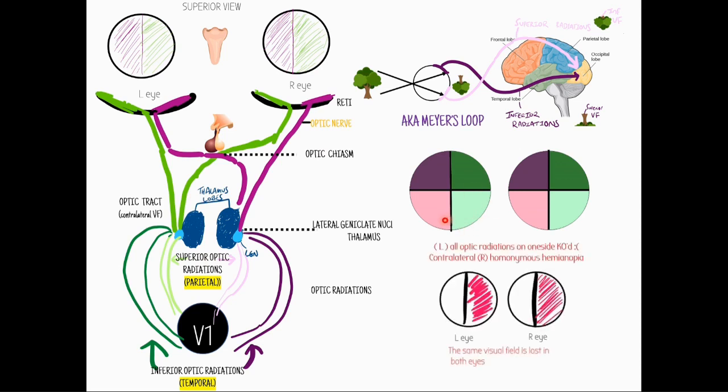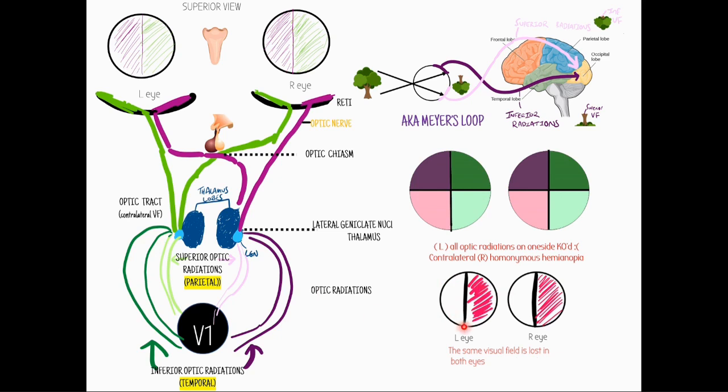Okay, now say for example, if you draw a line through all these green ones, so 1, 2, 3, 4 are all knocked out, none of this information will be able to come from this one, lost, and none of this information will be able to come from this one, lost and lost. So therefore, it's the same thing as an optic tract lesion. It's contralateral homonymous hemianopia in the other eye.